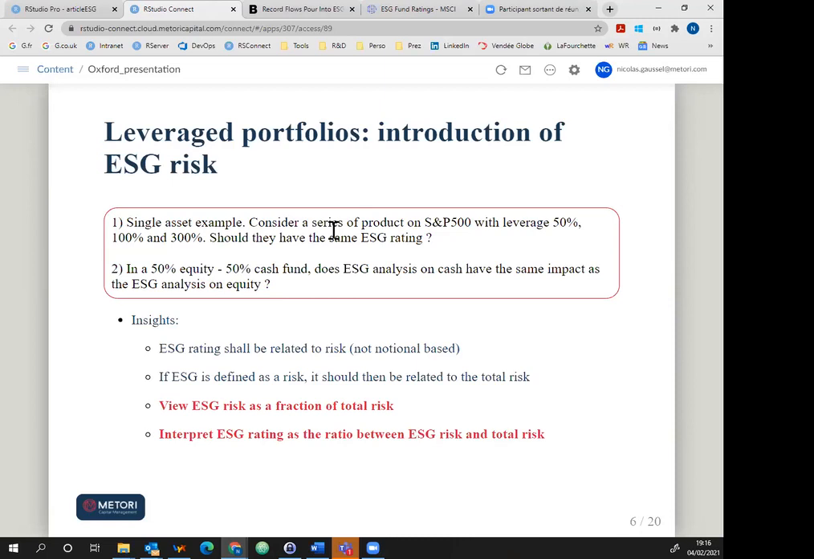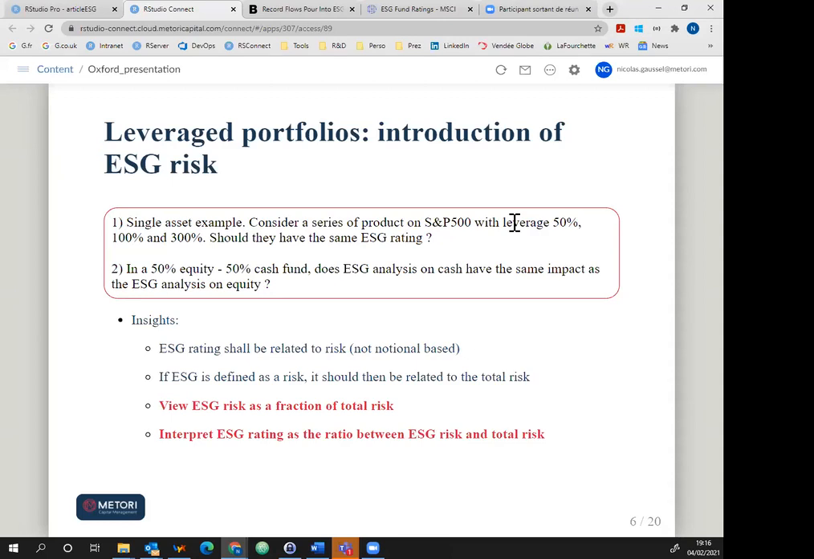What I have in mind typically is, to start with, imagine a series of products on the S&P 500, one with leverage 50%, meaning 50% S&P 500, 50% cash, the full S&P 500, and a product which is leveraged, let's say, 3 times S&P 500. So should they have the same ESG rating? And another question we should ask is, what about the cash? Because if it's 50-50, it seems intuitive somehow that the cash doesn't play much of a role. And why do we think that? We think that because the cash has basically no volatility. And so we have somehow a vision which is risk-based.